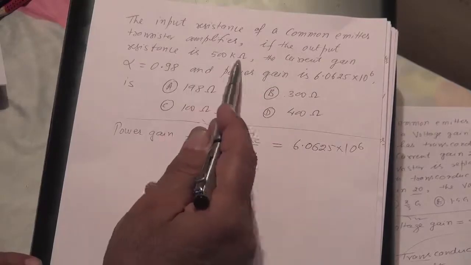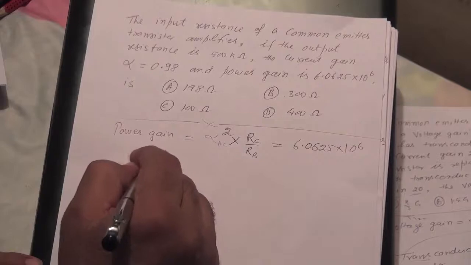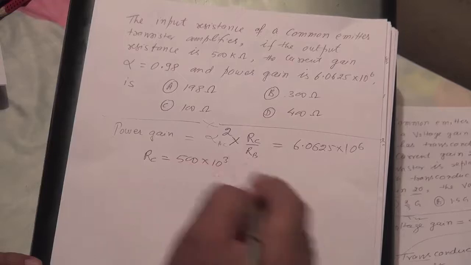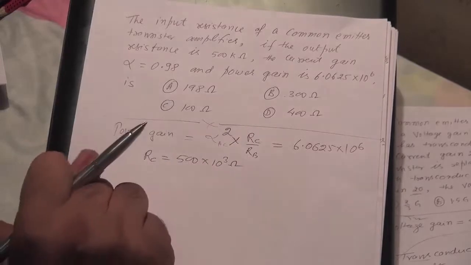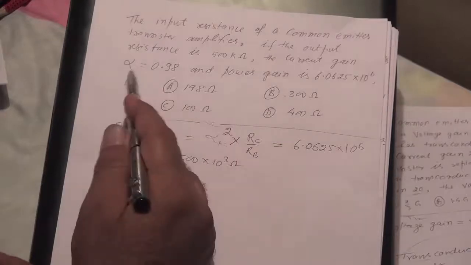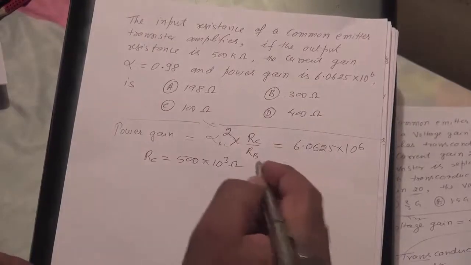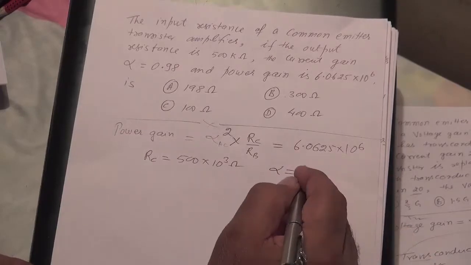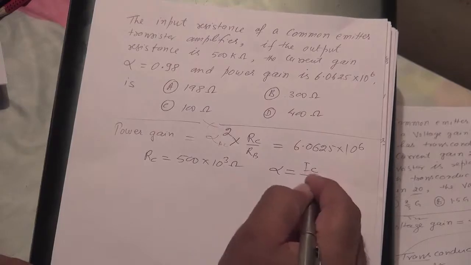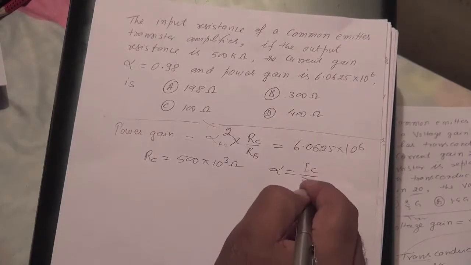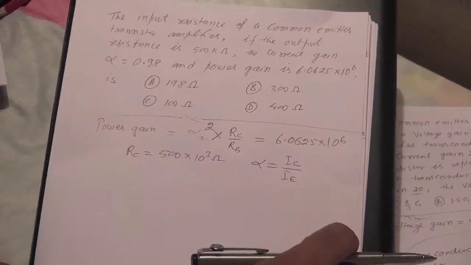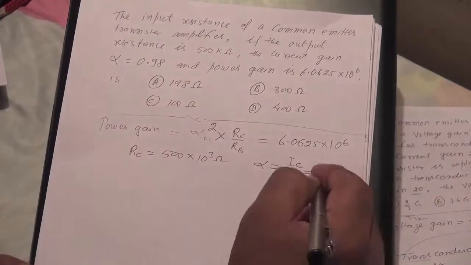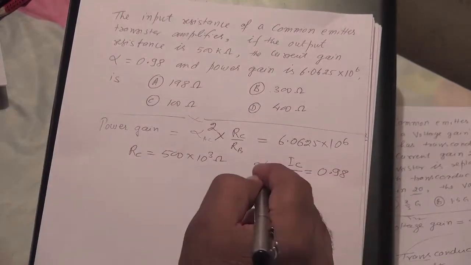Output resistance is 500 kilo ohm. RC is given, 500 kilo ohm, 10 to the power 3 ohm. Okay. The current gain alpha is equal to 0.98. Current gain alpha, what is the formula of alpha? IC upon IE. This is current gain alpha, and this is given as 0.98. This is alpha DC.